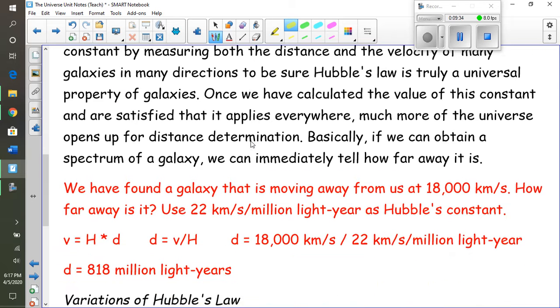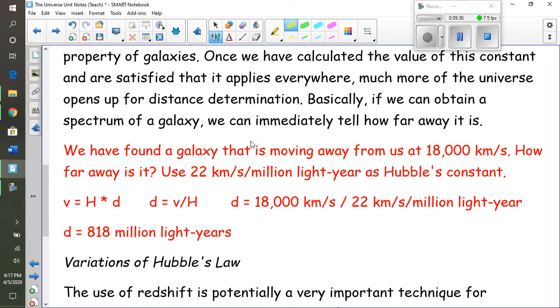So a little bit of math here. If we find a galaxy that's moving at 18,000 kilometers per second, and we can do that using spectra, redshifts, using a Hubble constant of 22, we can take our formula and rearrange it for distance. Distance is v over Hubble's constant. We can calculate that galaxy must be 818 million light years away. So using Hubble's law, we can measure distances in outer space.